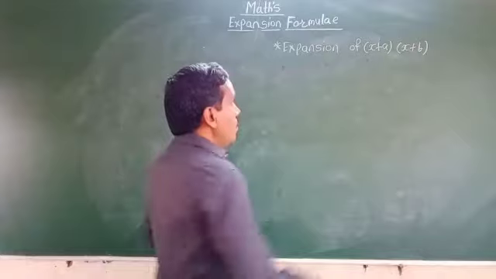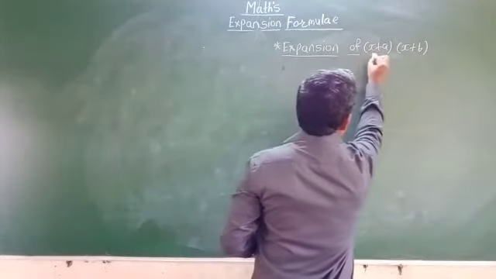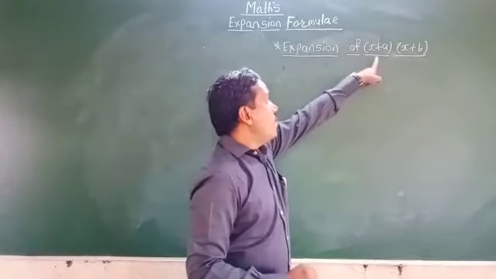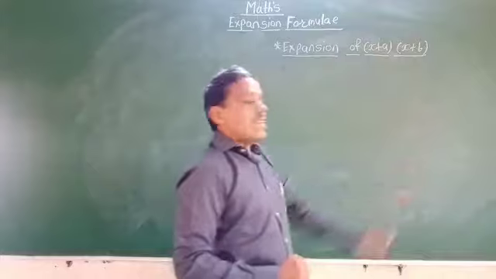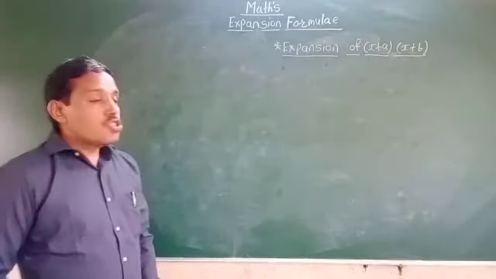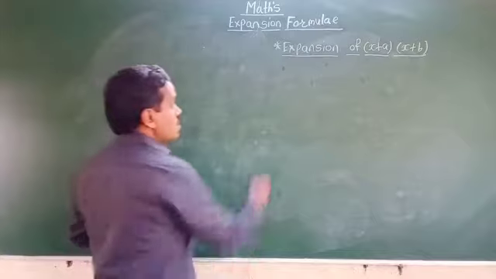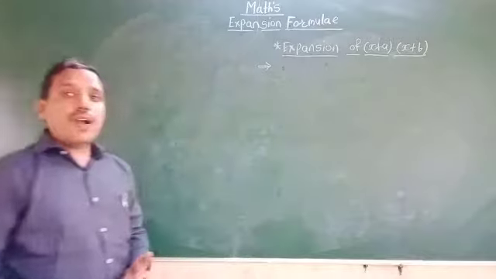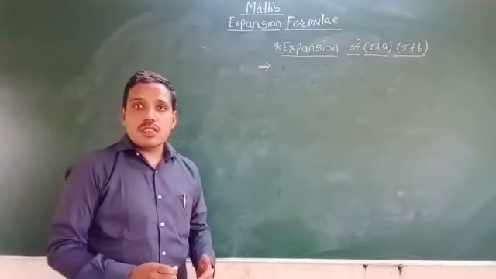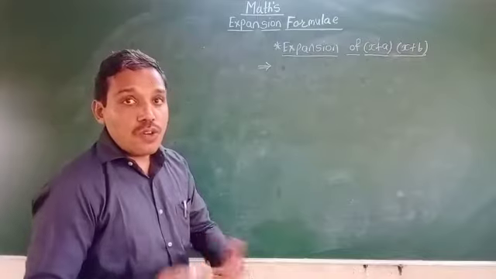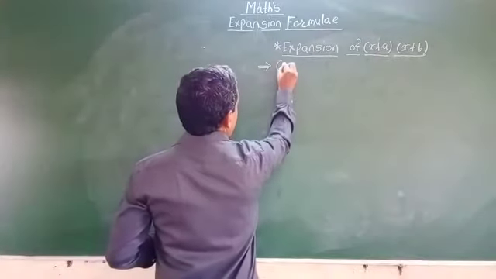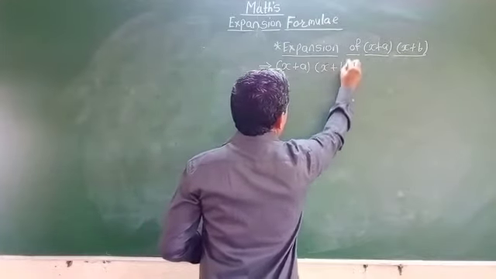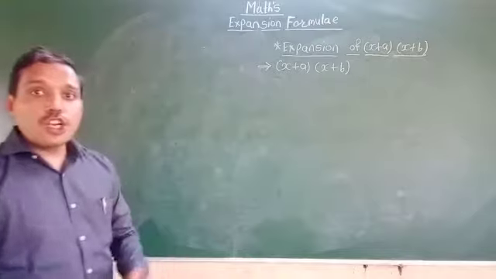But here, we study the expansion of two different binomials. We have the first binomial x plus a and the second binomial x plus b. So what is the expansion of those binomials? We know that when we find the expansion of the square of a binomial, we multiply the two binomials with each other. Here also we multiply those binomials with each other.